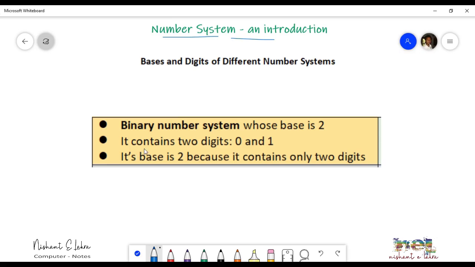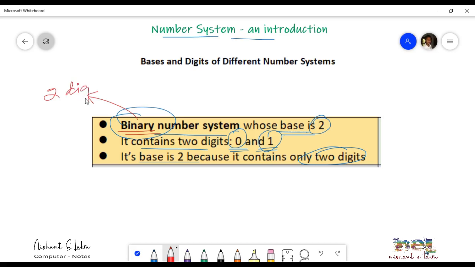Let's see the first type of number system, that is binary number system. Now binary number system's base is 2. Now you remember what was base, right? The total number of numbers used, and it contains 2 digits, 0 and 1. Okay, that's why the base is 2. So this is about binary number system. Binary itself, bi refers to 2. Okay, 2 digits. So binary number system has base as 2 because it contains only 2 digits, that is 0 and 1.